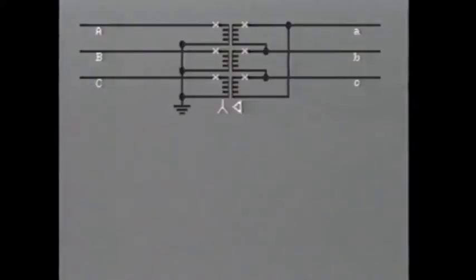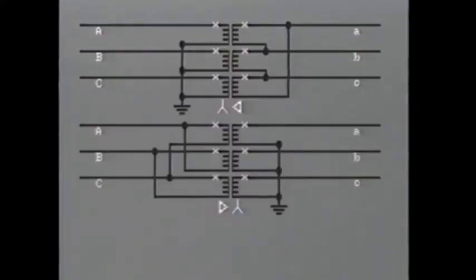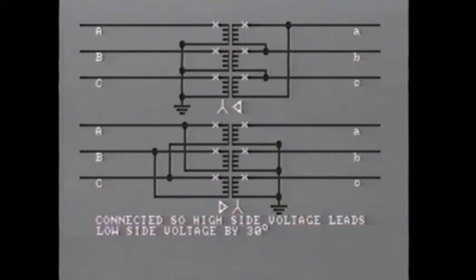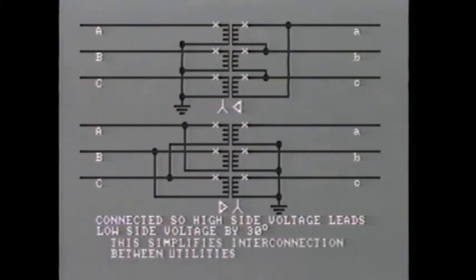Remember, with a Y-delta or delta-Y arrangement, the transformer is normally connected so that the high side voltage leads the corresponding low side voltage by 30 degrees. This is in accordance with IEEE standards. The advantage is that interconnection between utilities is simplified.